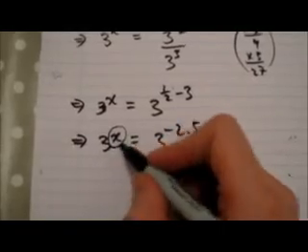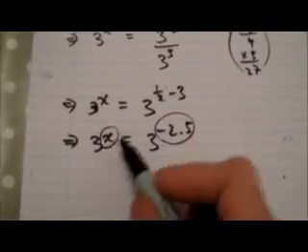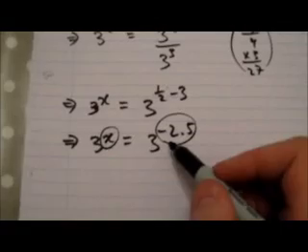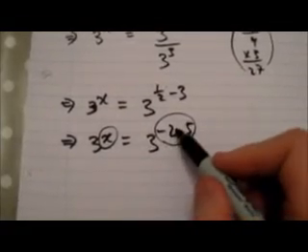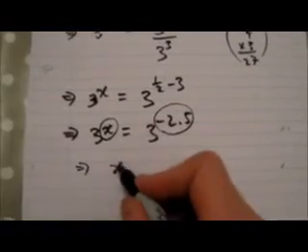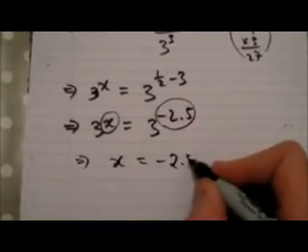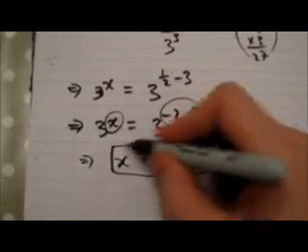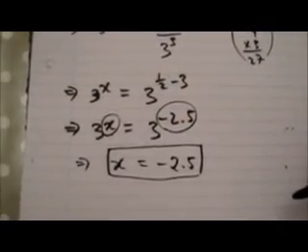And then the last step is set the two powers equal. Sorry, that should say set the two powers equal. So if 3 to this power is the same as 3 to this power, then those powers have to be the same thing. If 3 to a number is the same as 3 to this number, then those numbers have to be the same. So therefore x is equal to minus 2.5. That's it. Okay, so that's the basic idea.